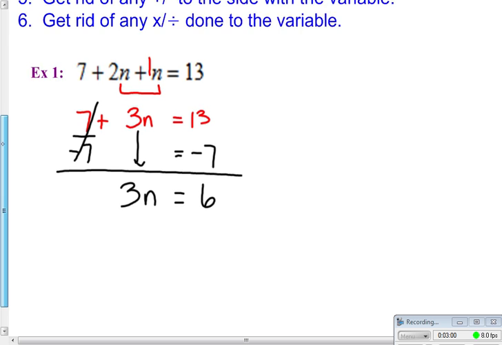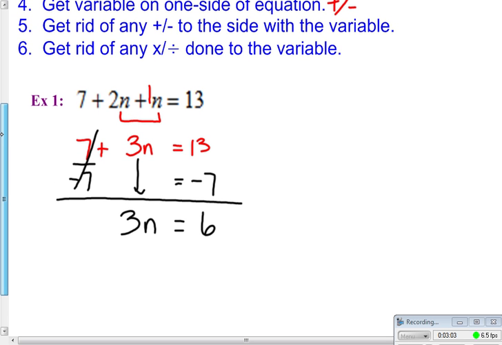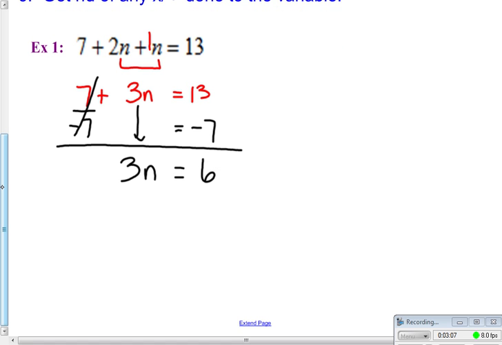And the last step, step 6, is to get rid of any multiplication or division done to the variable. Well, the variable is being multiplied by 3. In order to get rid of that 3, we need to divide by 3. We do the inverse. Do that to both sides. And we have n equals 2.